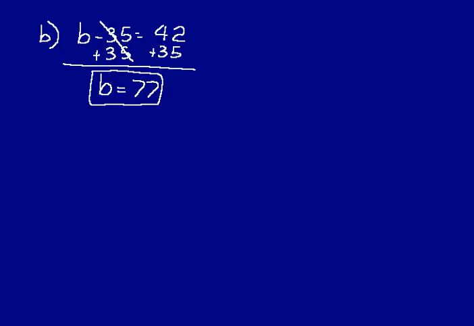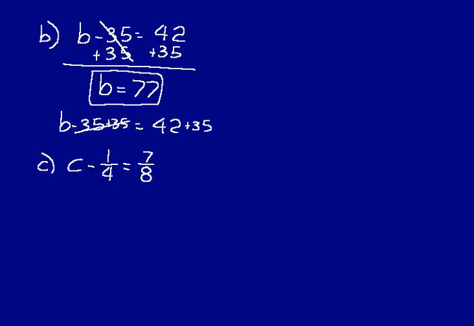So in other words, some people might do it like this: B minus 35 equals 42, and then have plus 35 here and plus 35 here. And so you see that that cancels, and then you add your 42 and 35. So if you want to do them horizontally, you can. I just like to do them vertically like that.